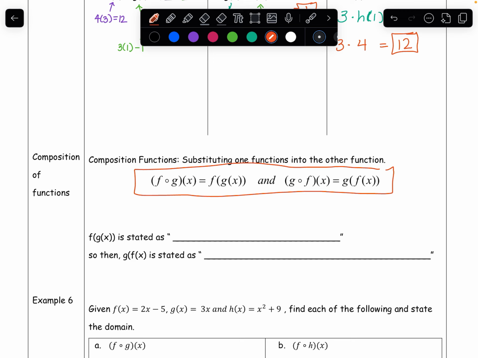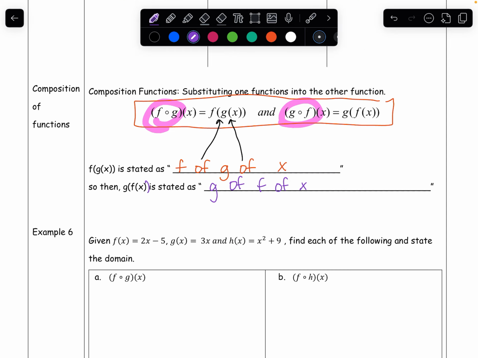They look the same. The only difference is the order that first parenthesis shows up in. And so how it's stated, I'm going to say it right now. So f of g of x is stated as f of g of x. If you want to think about it, each set of ofs goes with a group of parentheses. Okay, and so then there should be an extra parenthesis. g of f of x is stated as g of f of x.